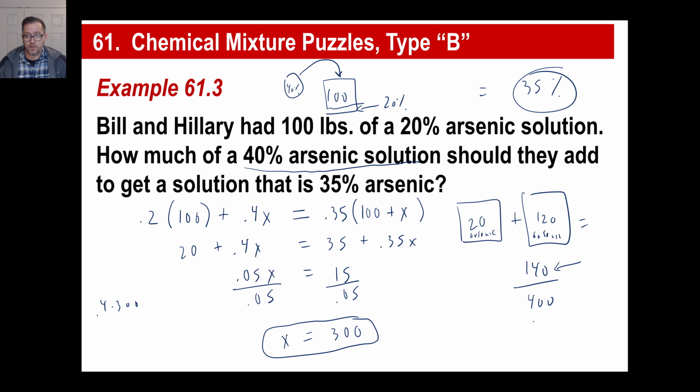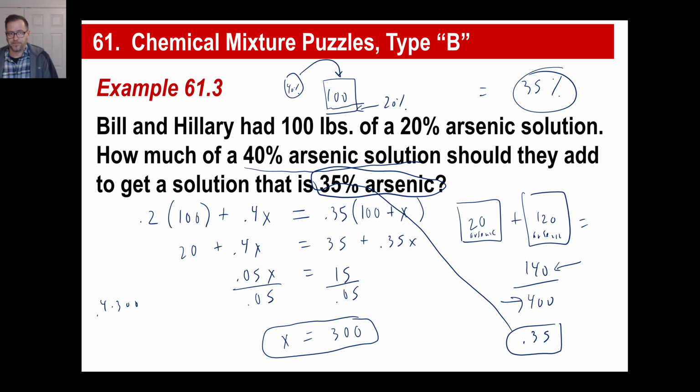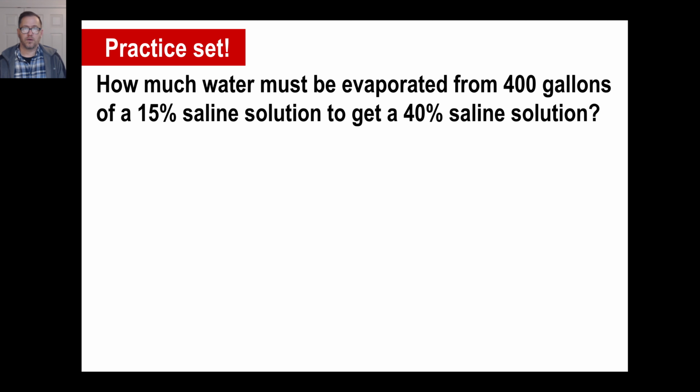Okay, if you did it, you would find out this is your answer, 0.35. What does that mean? That means that the arsenic part of this entire solution is 0.35, which is exactly what we are looking for. There you go. Okay, that's how you do it. All right, let's try a practice problem, and go ahead and pause it, and we'll do it together.